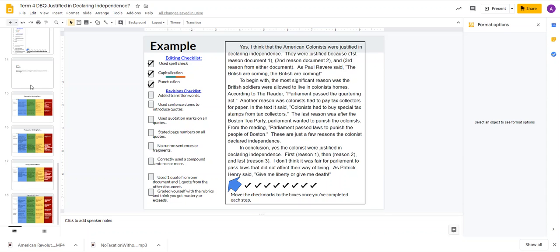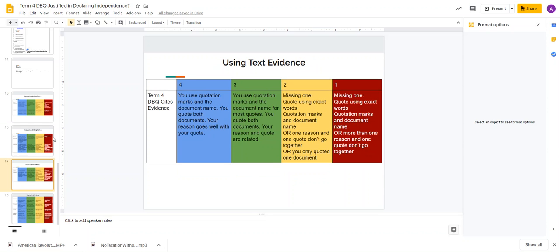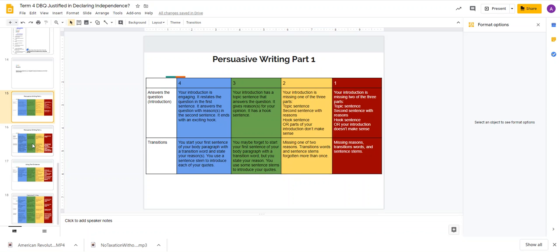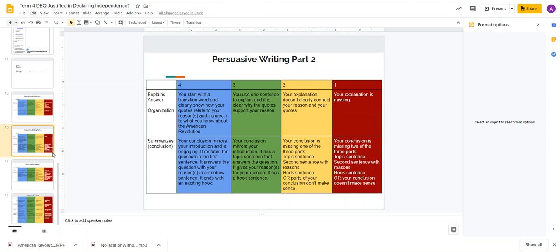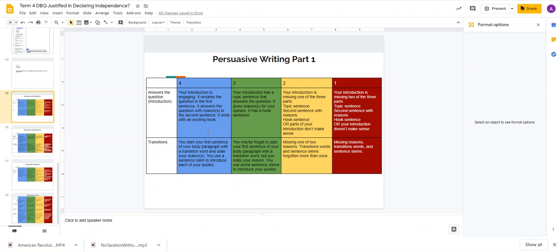Now, one thing to keep in mind, slides 15 through 18 are rubrics. This writing is going to be 3 different grades for you. It's going to be a persuasive writing, your use of text evidence like a DBQ always is, and your mechanics of writing. So we're taking 3 grades off of this, so it's very important for you to finish it. If you go to these rubrics, they should tell you what a 3 is going to look like and what a 4 is going to look like, and hopefully nobody's shooting for a 2. I hope everybody's shooting for a 3 or a 4. Go ahead and go through the rubric on your own here.